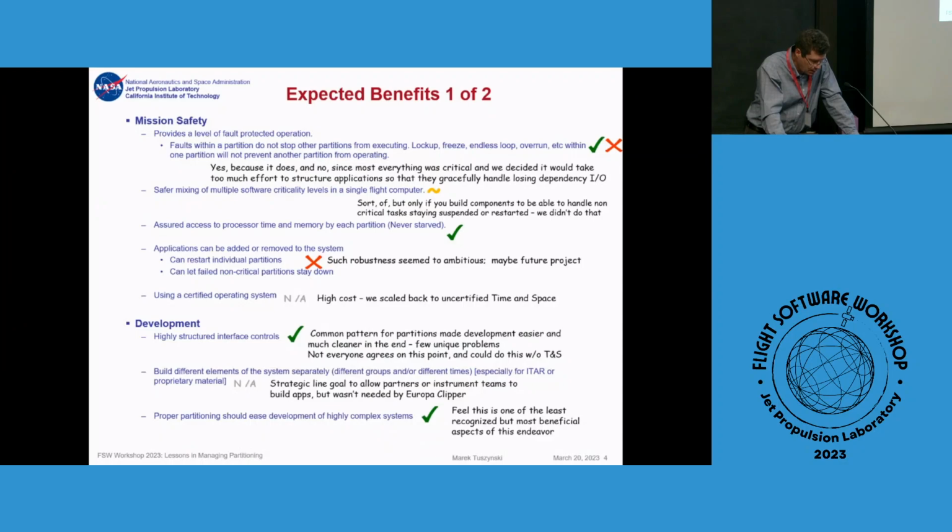Proper partitioning should ease development of highly complex systems. I think that's a lot like the first one under development. The partitioning does structure things by switching to time and space. We didn't just switch to time and space, we switched to a less interrupt-driven system, more of a polling architecture, and tried to eliminate all the interrupts. Together that is hard to deconvolve, but it certainly led to a more understandable system: when stuff is happening, what's happening. We still need to work on why sometimes, but it certainly did help.